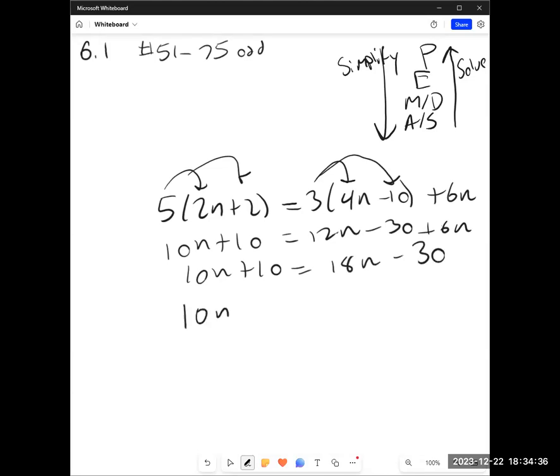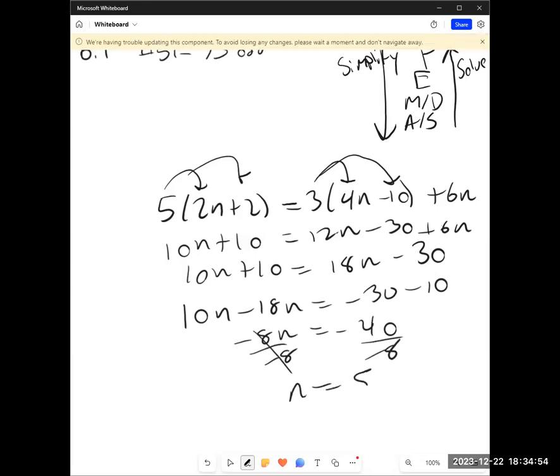And 10n minus 18n equals negative 30 minus 10. Negative 8n equals negative 40. Divide by negative 8. And n is equal to 5.